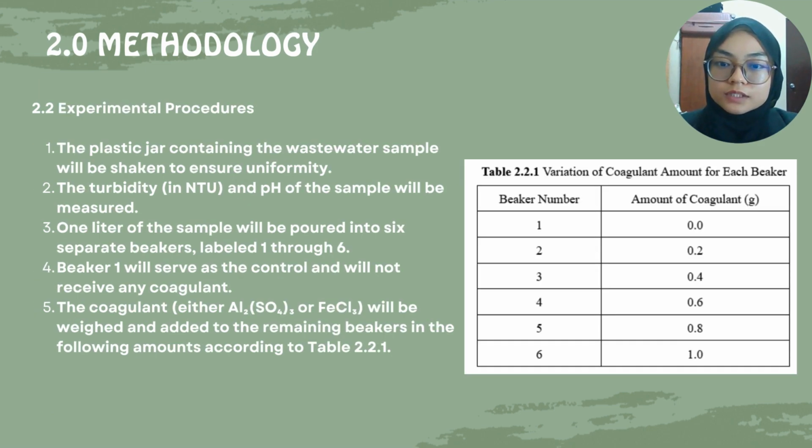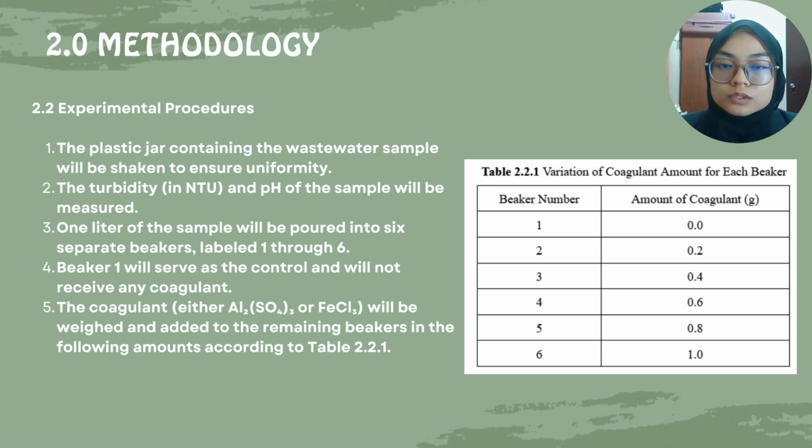Next, we have the experimental procedures. First, the plastic jar containing the wastewater sample will be shaken to ensure uniformity, so that there is no substance settled at the bottom. Second, the turbidity in NTU and the pH of the sample will be measured. 1 liter of the sample will be poured into 6 separate beakers, labelled from 1 to 6.